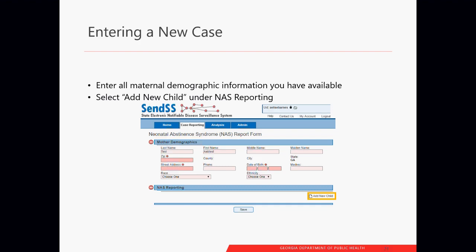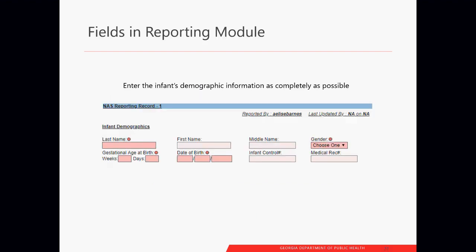Once you select that, you will need to enter the maternal demographic information. Some of it is filled in from the search criteria, but it also includes more information than you put in the search, like street address, race, ethnicity. That needs to be filled in order to move forward. And then you will click Add a New Child, and this initiates the creation of an NAS report.